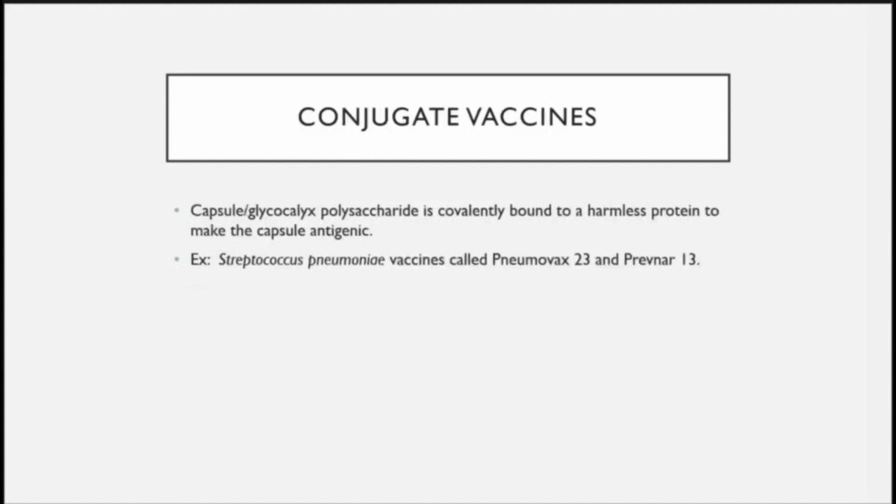Then we have something called a conjugate vaccine. This is where you can take an antigen, such as a capsule, a glycocalyx, or a polysaccharide, and covalently bind it to a harmless protein to make that capsule, glycocalyx, polysaccharide, whatever it might be, antigenic. That is, it appears to be an antigen to the immune system. An example of this is the Streptococcus pneumoniae vaccines called Pneumovax 23 and Prevnar 13.